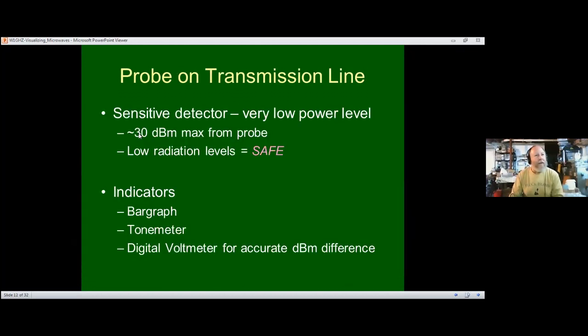So again, we're going to probe on the transmission line with a sensitive detector, very low power level, maybe minus 30 dBm coming from the probe. That's a microwatt. So this is pretty safe. In the old days, you had to use light bulbs and watts of power to get any indication. For indicators, we have the bar graph, the tone meter, and if I really cared about accurate dBm difference, I could use a digital voltmeter, measure the voltage, and calculate how many dB difference there is.